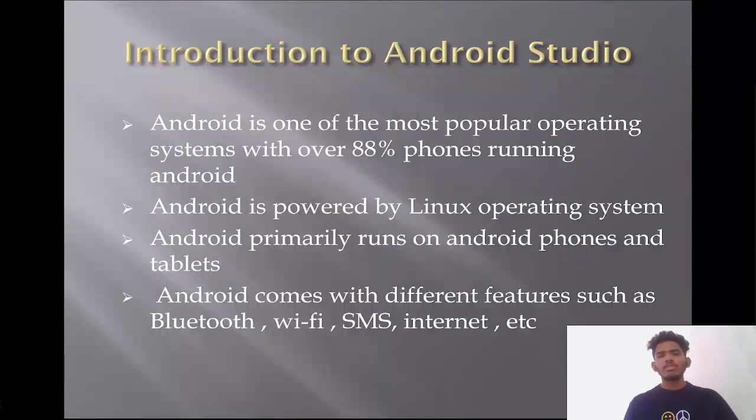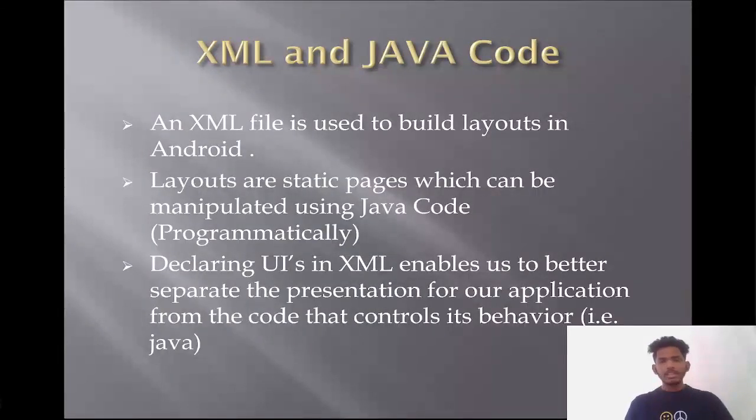Android comes with many different functionalities such as Bluetooth, Wi-Fi, Internet, SMS, video calling, cameras, and all these functionalities are included in the Android operating system. Now we will see the XML and Java code. What is XML? First of all, XML is used for building the app layout. Layout means the screen which we can see on the screen. It is like a front end.